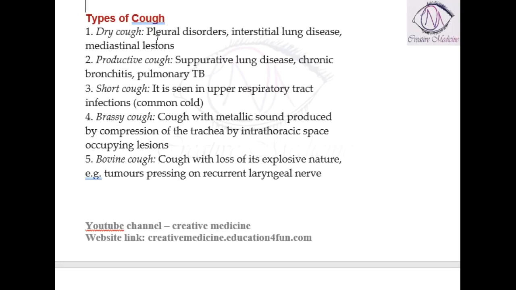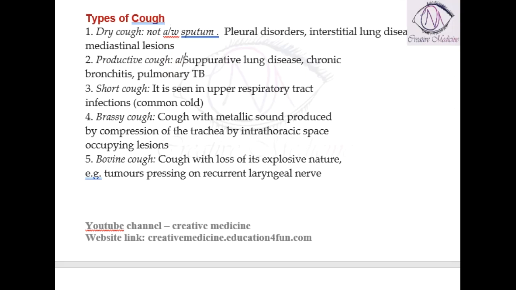Dry cough is the cough which is not associated with sputum, whereas the difference between dry cough and productive cough is that in productive cough, the cough is associated with sputum. Productive cough is seen in suppurative lung disease, chronic bronchitis, and pulmonary tuberculosis.